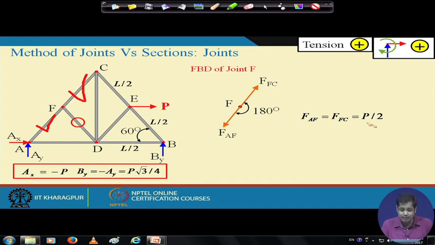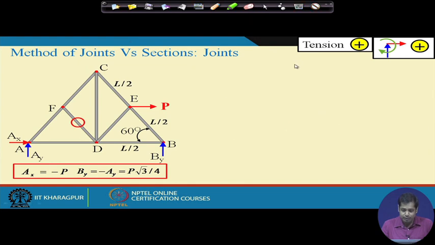So you don't need this step, you can directly write this expression. Now this is known and this is known. Then last is to take the free body diagram of joint C. If you take the free body diagram of joint C, then it has three members, CF or FC, CD and CE.